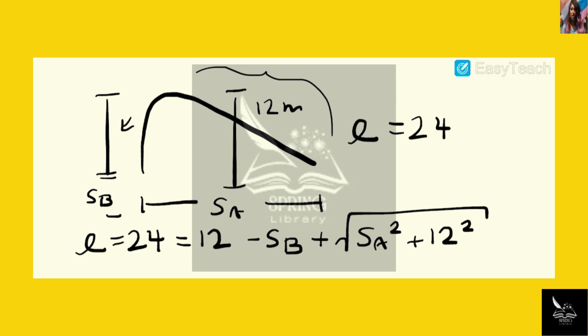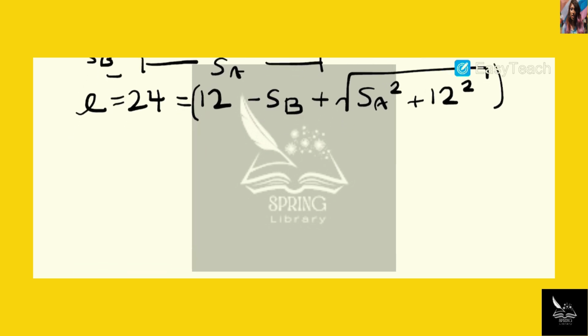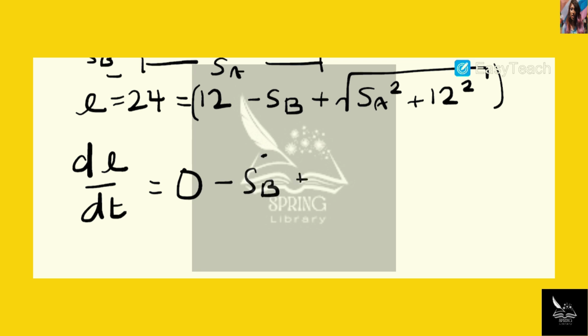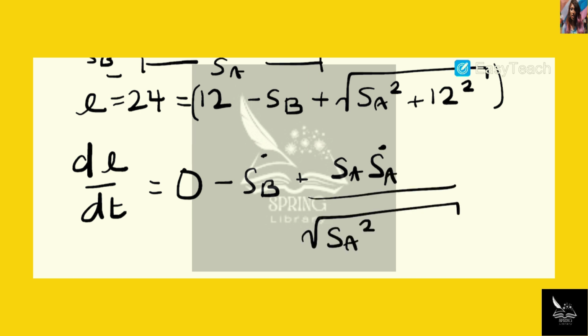Next, what we can do is go ahead and differentiate this entire expression with respect to time to obtain velocity. So by taking the derivative of this expression with respect to time, we see that dL/dt in terms of SA and SB is going to be equal to 0 minus SB dot plus SA times SA dot, all over the square root of SA squared plus 144.